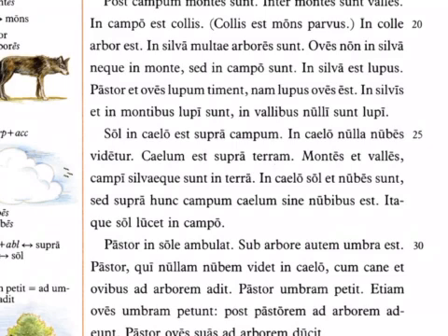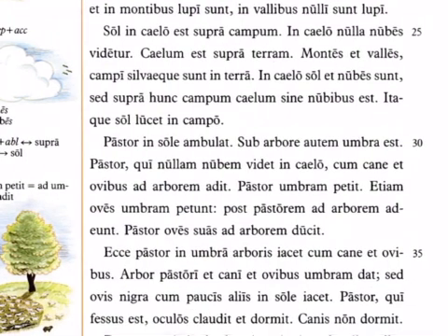Sed supra hunc campum, caelum sine nubibus est. But above this field, hunc is a form of hic, which means this. But above this field, the sky is without clouds. Sine is the opposite of cum, remember. Itaque sol lucet in campo. And so the sun is shining on the field. Pastor in sole ambulat. The shepherd is walking in the sun. Sub arbore autem umbra est. Under the tree, however, there is shadow, there is shade.